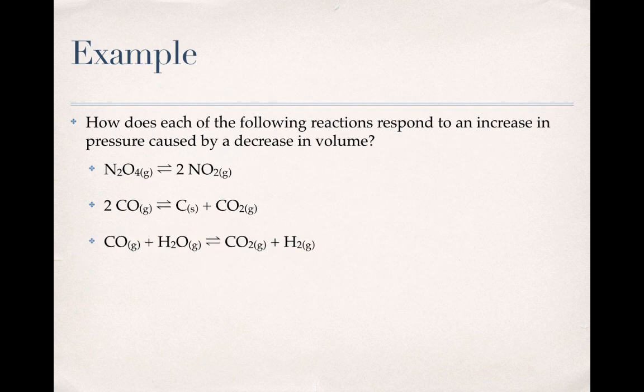In this one, we have carbon monoxide plus H2O goes to CO2 plus H2. On both sides, we have 2 moles of gas. So an increase in pressure will have no effect on the equilibrium here, because whichever way the reaction shifted would result in 2 moles of gas. So the reaction has no way to offset an increase in that pressure, and the equilibrium would be unaffected.